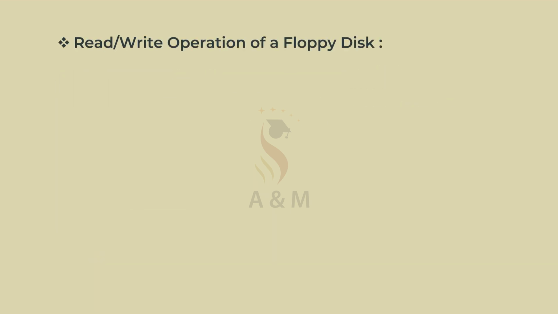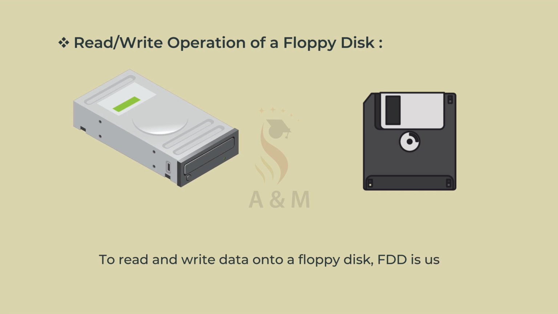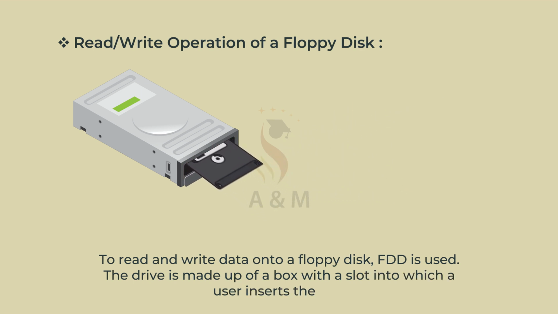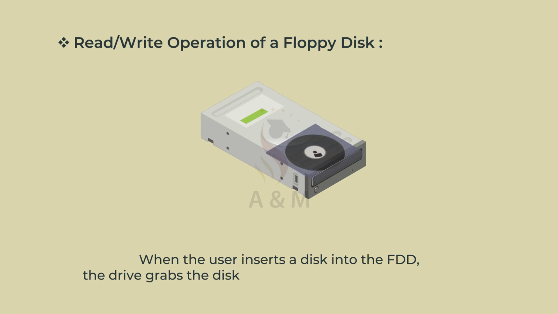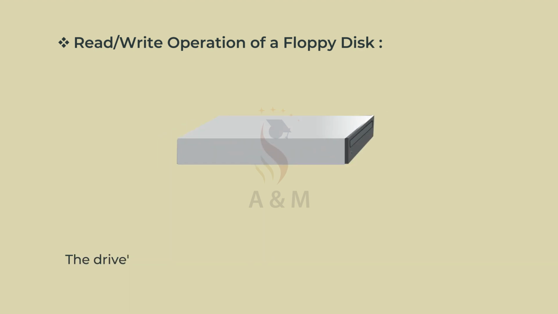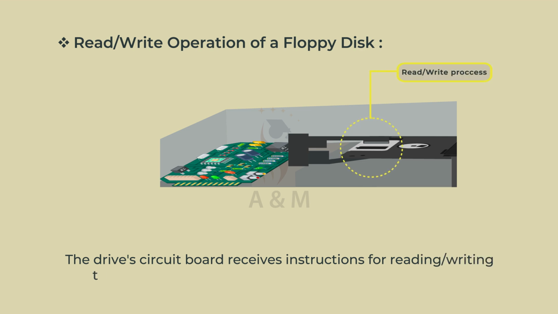Read or write operation of a floppy disk. To read and write data onto a floppy disk, FDD is used. The drive is made up of a box with a slot into which a user inserts a disk. When the user inserts a disk into the FDD, the drive grabs the disk and spins it inside its plastic jacket. The drive's circuit board receives instructions for reading or writing the data from or to disk through the floppy drive controller.